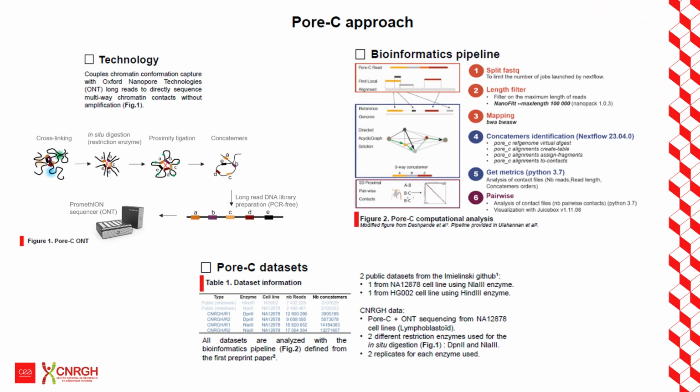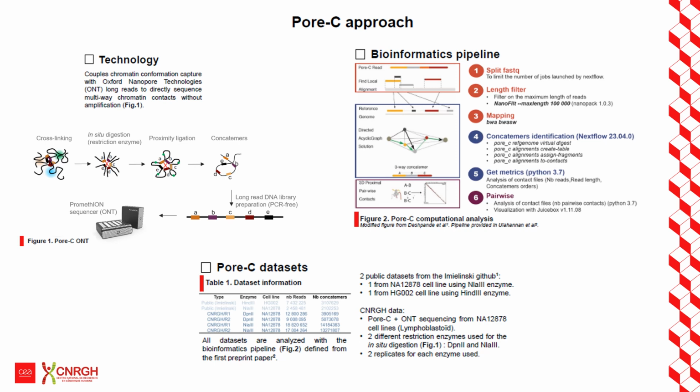Pore-C technology is quite similar to Hi-C, but the use of nanopore technology enables sequencing of reads containing more than 2 fragments in contact, without amplification. From sequenced reads, we applied the bioinformatics pipeline that is the first version proposed by the Chmielynski laboratory.